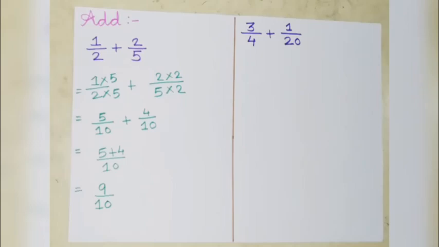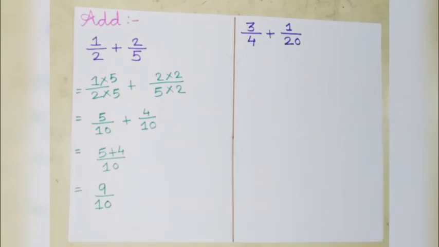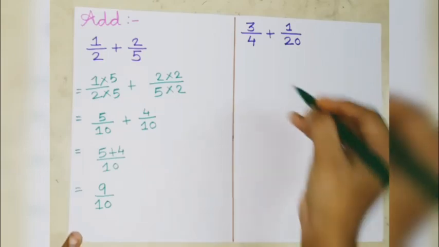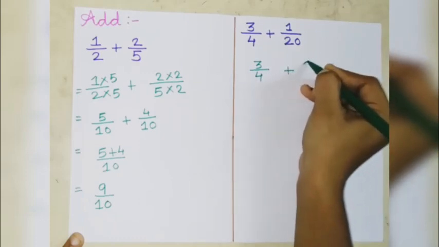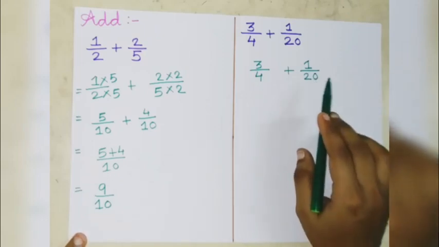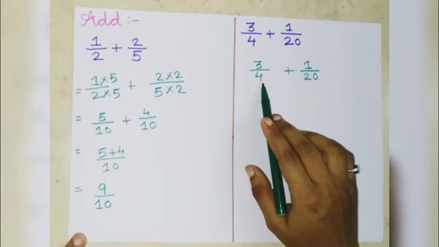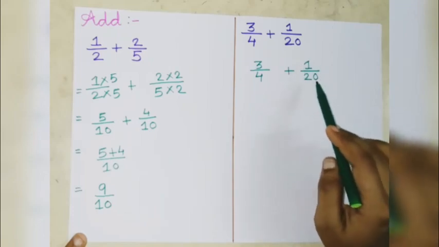3 upon 4 plus 1 upon 20. Again, the denominators are different. Here 20 is there and here 4 is there. So what will we do? We will make both the denominators equal. So children, now we will change the denominators. 3 upon 4 plus 1 upon 20. But children, will we change this one also? No, because 20 is coming in the table of 4. So there is no need to do anything here. This fraction we will keep as it is.